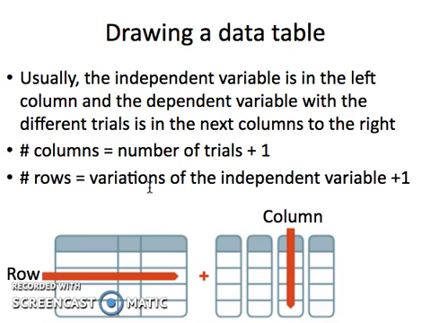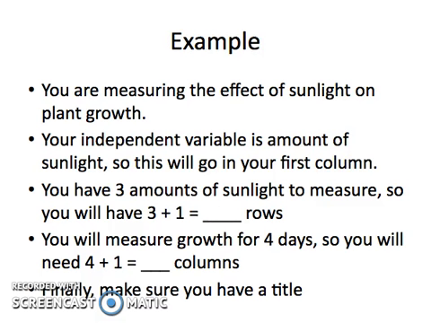So in order for you to understand what I mean by that, let's look at an example. So if you are measuring the effect of sunlight on plant growth, your independent variable in this experiment, what you're changing, is the amount of sunlight. So that should go in your column all the way to the left. You are going to measure 3 different amounts of sunlight in this experiment. So that means you should have 3 plus 1 or 4 rows. So you would go ahead and draw 4 rows. Remember, rows go across. You're going to make 4 different measurements.